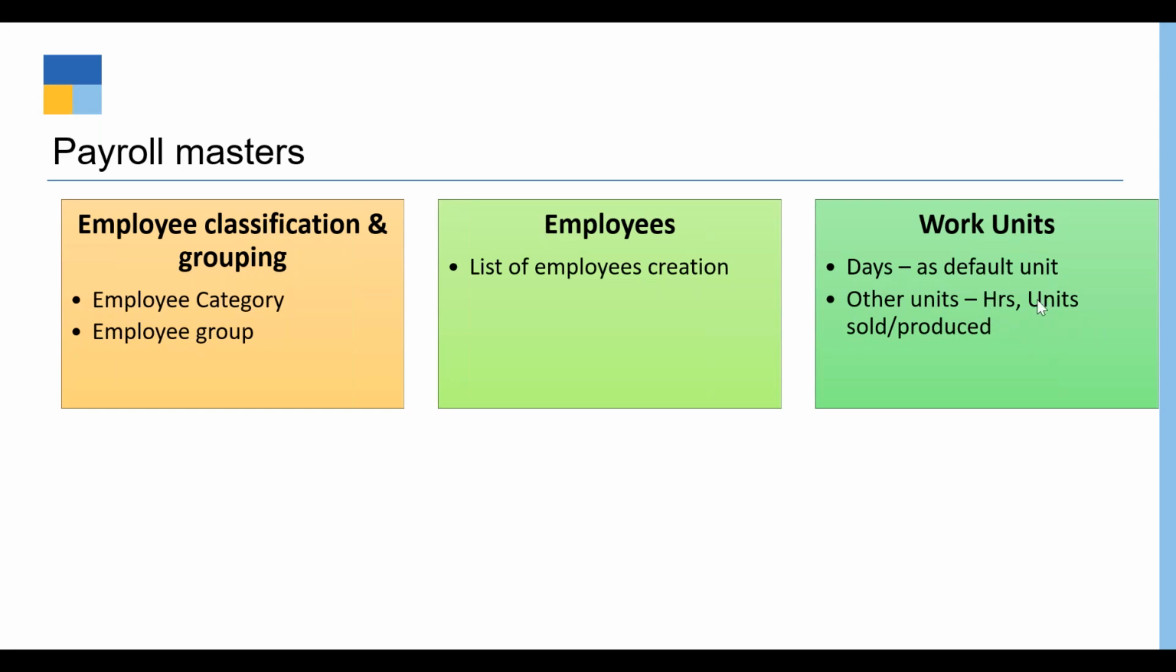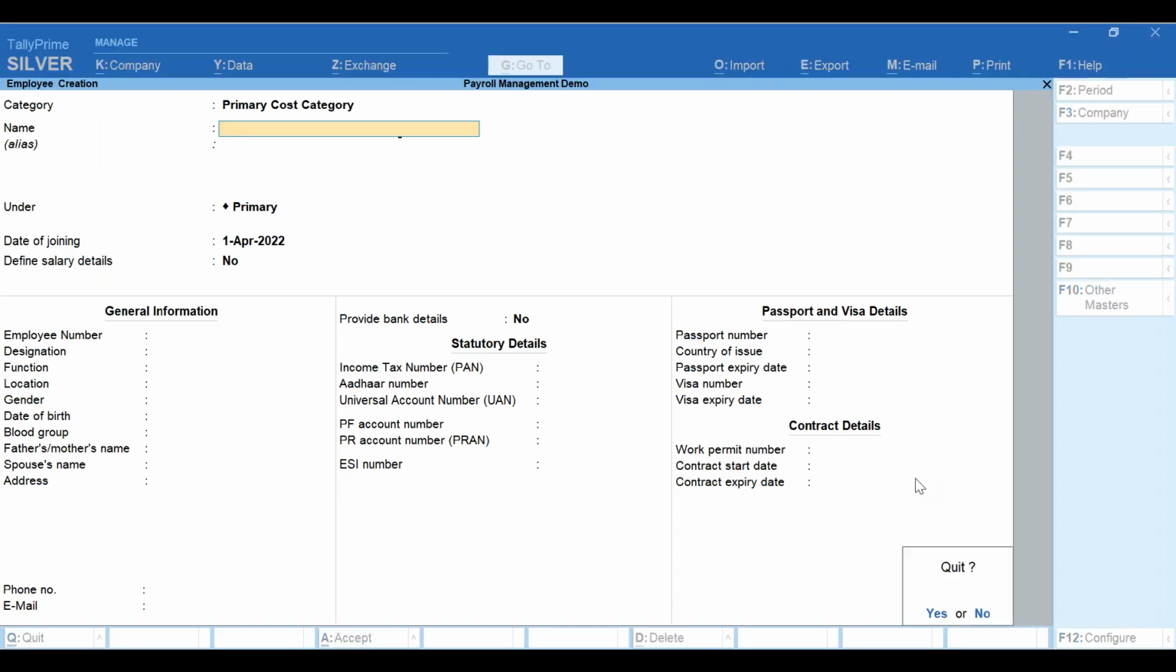There are also scenarios, especially with salesmen, who will be paid based on the number of units sold. If you just want to track their units sold and fix a salary based on that, you can also create the unit as units sold. Similarly, if you have any other method of measuring the work done by the employee to calculate the salary, you can create all those work units under the units option. Now let us see how to create these work units.